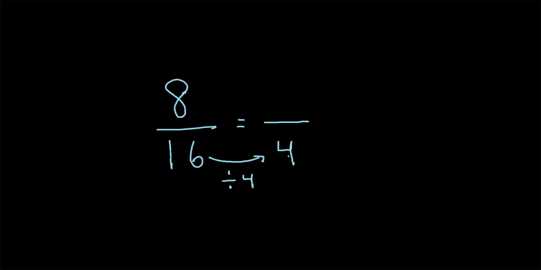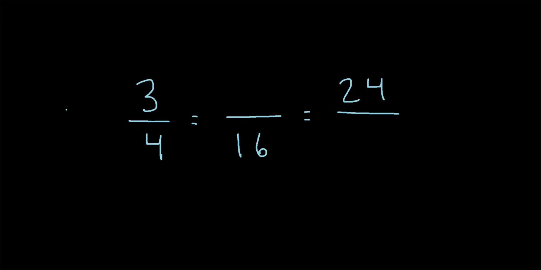So whatever we do in the denominator, we also do in the numerator. So we'll say 8 divided by 4. So 8 divided by 4, that's 2. So 8 over 16 is equal to 2 over 4. All right, let's try one more example. This one's a little different. We have 3 equivalent fractions.